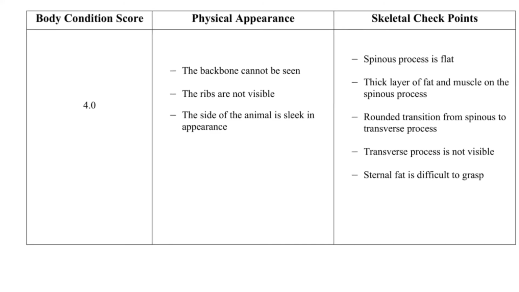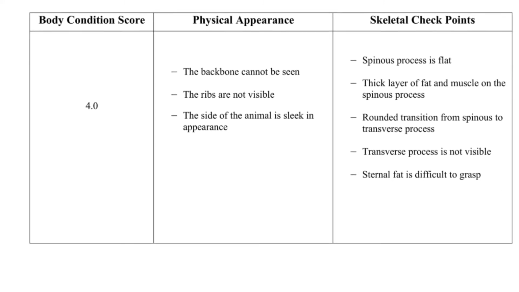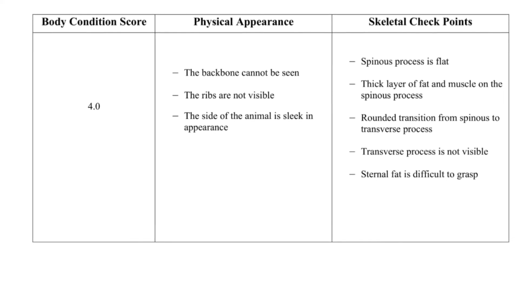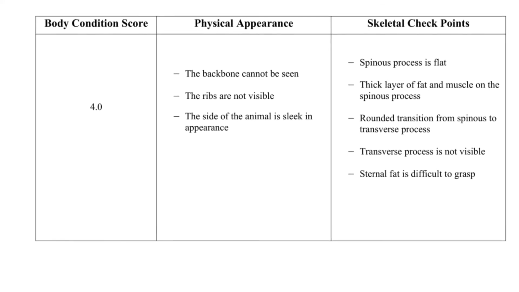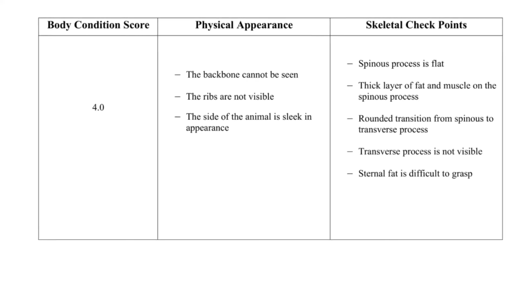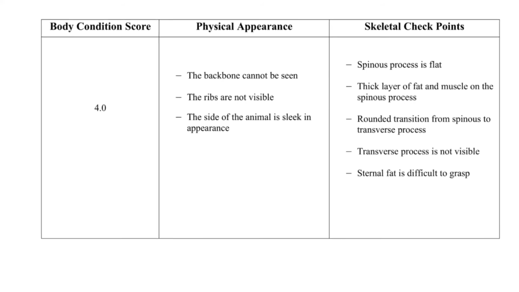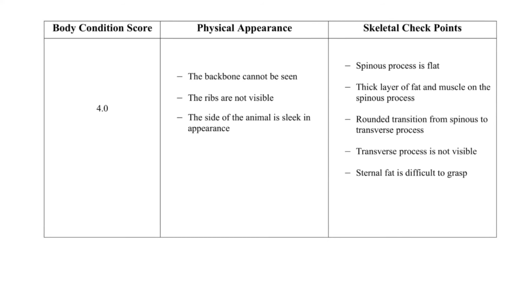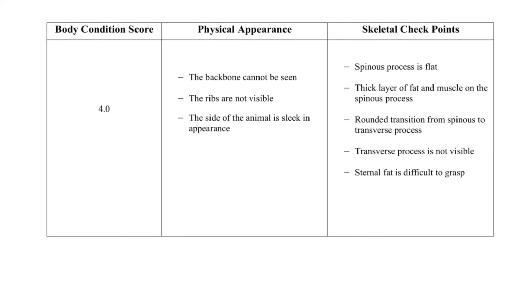For a body condition score of 4, from visual assessment, the backbone and ribs would not be visible. The side of the animal will appear sleek in appearance. On the animal, there will be a thick layer of muscle and fat on the spinous process, so it will feel flat. There will be a rounded transition from the spinous to transverse process. The transverse process would not be visible, and the fat on the sternum would be difficult to grasp.